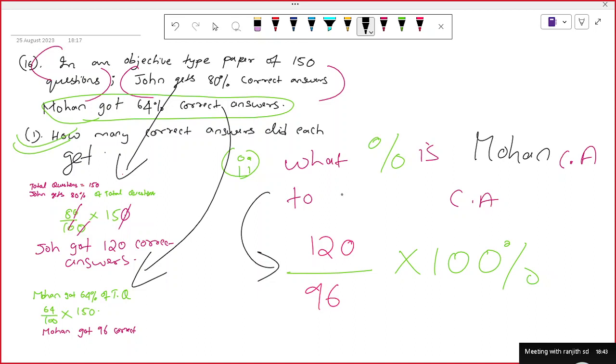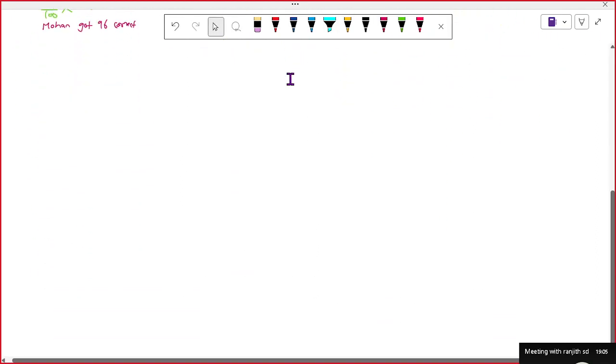Others, shall we move on to the next question? Yes, sir. What percent is Mohan's correct answer to John's correct answer? So it has to be 96 divided by 120 into 100%. Okay, next question.